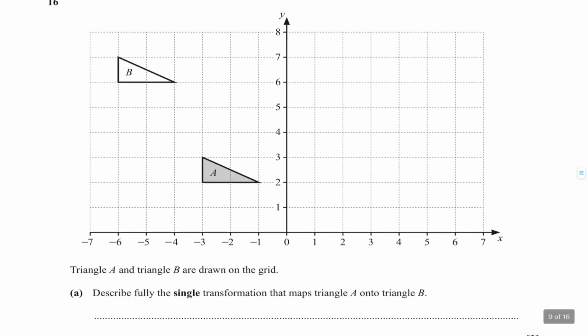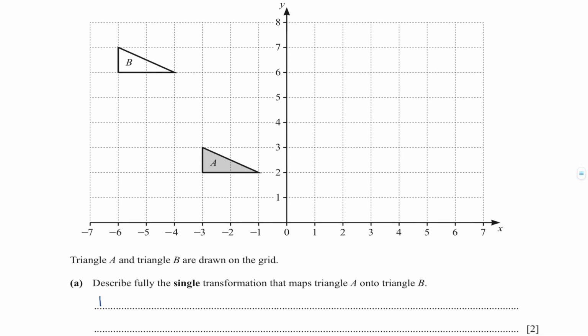In question number 16, we have two triangles A and B, and we have to fully describe the transformation that maps A onto triangle B. So since everything has remained the same, the orientation and the size, this has to be translation. Now once we've stated that this is translation, you have to write down what the translation vector is, and in order to find out, we have to take one point of A, which is the object, and the same point on B, which is the image, and find out what we have to do in order to get from A to B.